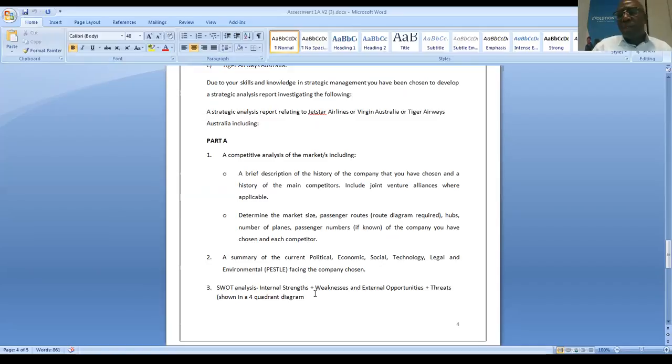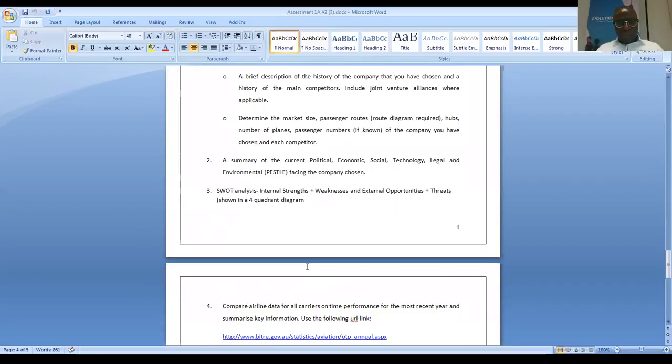It could be price, it could be comfort, it could be leisure, it could be because they've got a wide spectrum of routes, or they've got many alliances, they can fit you, and go even to places you've never been, like Timbuktu. So we need to know that. And a summary of PESTEL. Important: you can't submit without market analysis, without your PESTEL and the SWOT analysis.